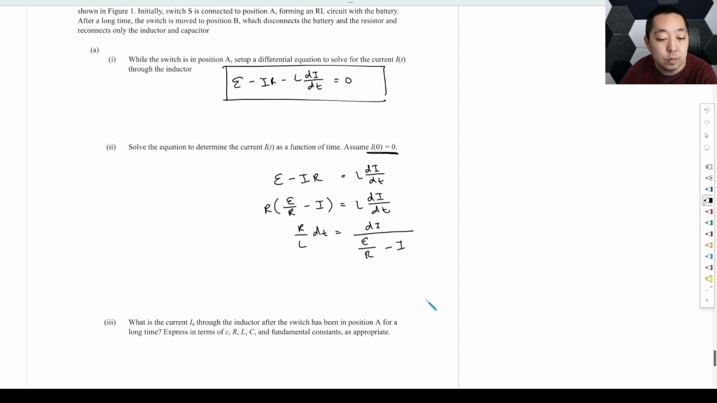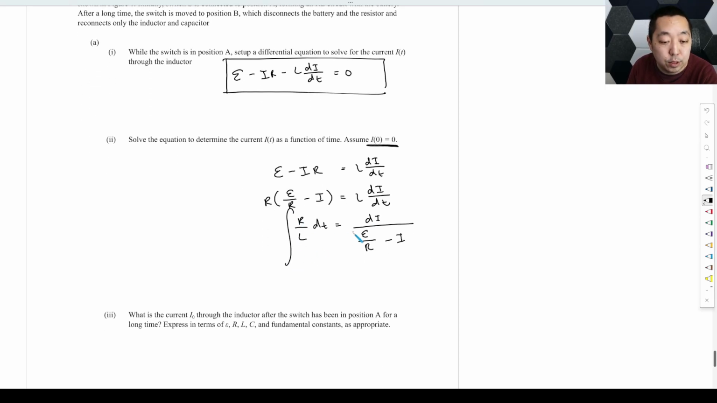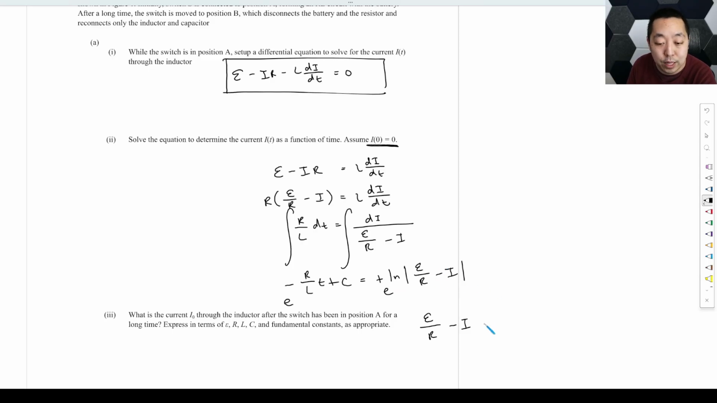And now we're going to integrate both sides. So this is R over L, t plus C. And then this is going to be negative natural log, absolute value of epsilon over R minus I. Why is there a negative sign? Because by chain rule, when we take the derivative, we have to multiply by -1 there. So we'll put a negative sign, make that positive, and then put e as the base. So we get epsilon over R minus I, and we've done this a lot of times, hopefully in your calculus class. You strip away the absolute value because you put this constant in front. It is C e to the negative R over L t.